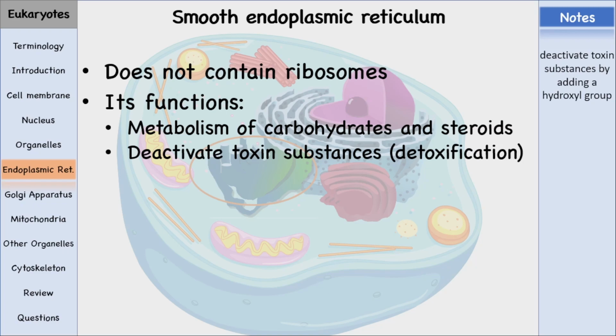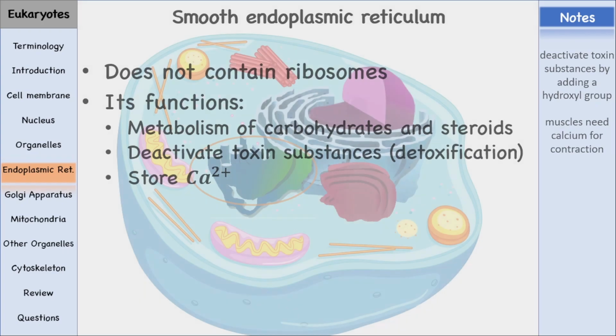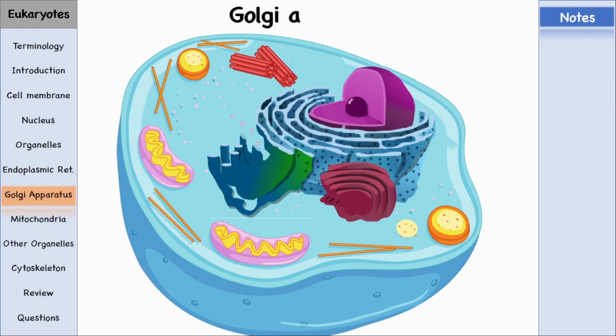It also takes a role in storing calcium ions, which makes it very important in muscle cells, because muscles need calcium for contraction. Let's move on to the next organelle, the Golgi apparatus.